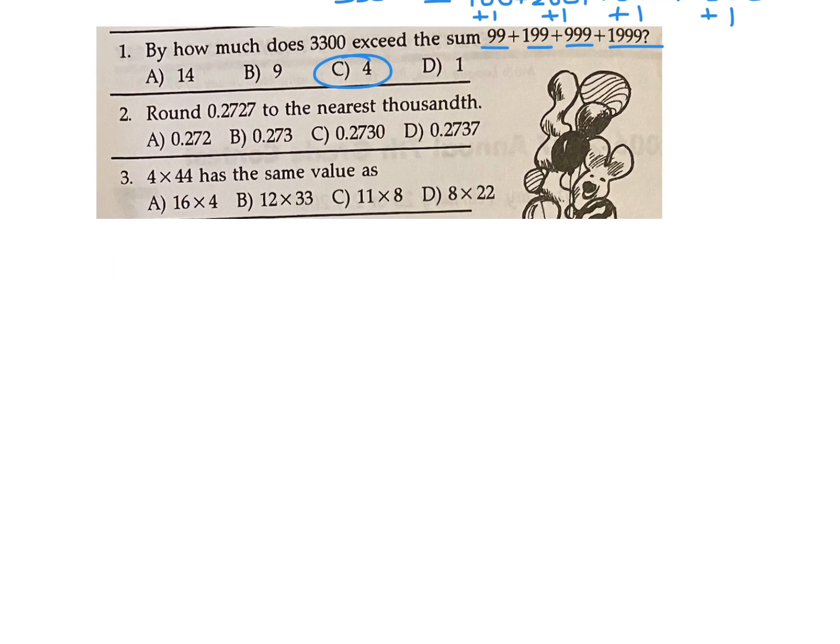Round 0.2727 to the nearest thousandth. So 2727. Okay, so this is, let's see here, tenth, hundredth, thousandth. So you have to round this guy. Since this is a 7, we're going to round that guy up to a 3. So it'll be 0.273. And that is answer choice B.